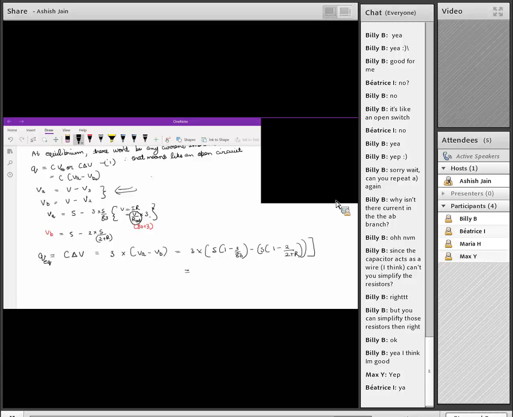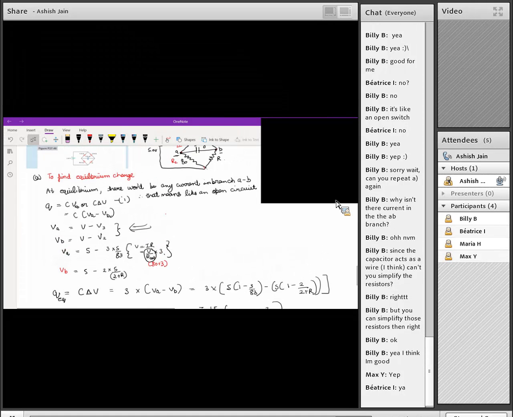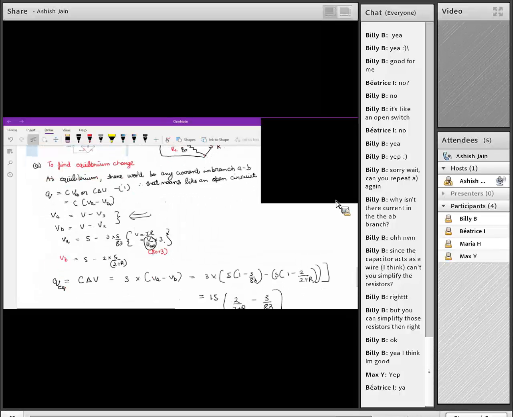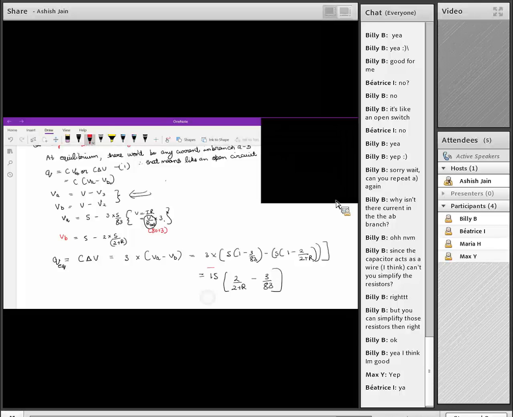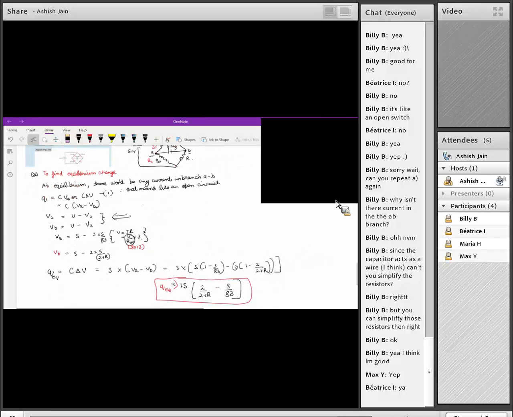That will be 15, and if I take 5 common, 2 by 2 plus R minus 3 by 83. That's your total charge at equilibrium. I was just simplifying the equation. If it's okay, I can move to part B of the question. I'm waiting for your questions.